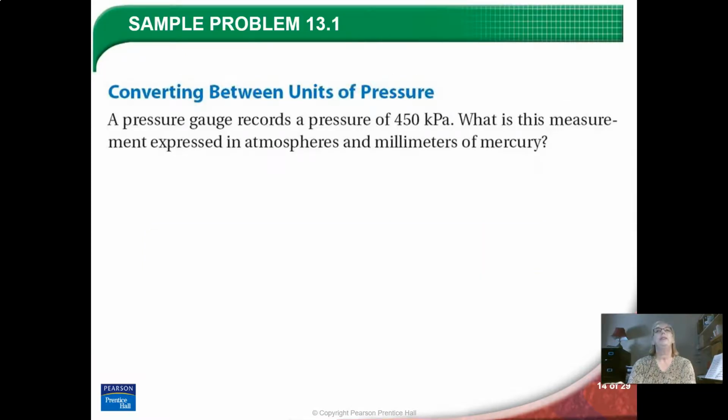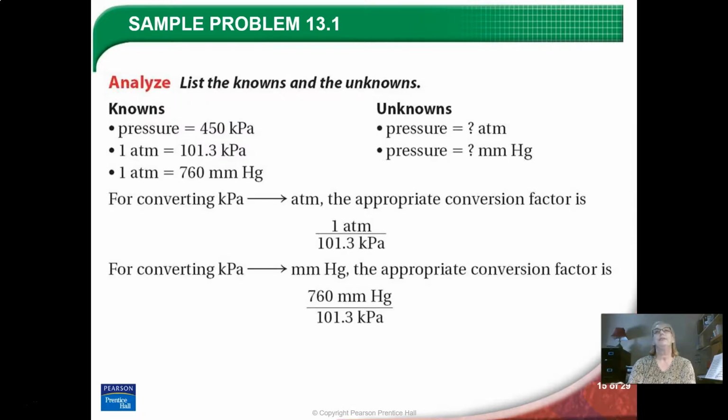So let's try one. We have 450 kilopascals, and we want to change it into the other two units. So let's see if we can try that. The given is 450 kilopascals, two significant figures, and we're going to use these two conversion factors to convert from kilopascals. We always want to put our conversion factor with kilopascals on the bottom to get rid of the given kilopascals.